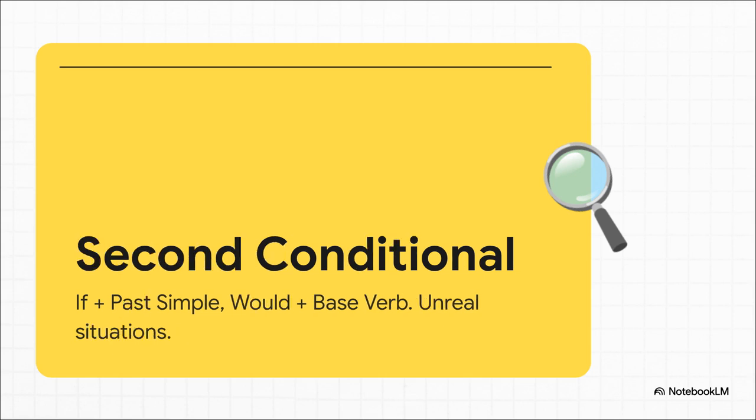And now, things get a little spicy with the second conditional. This is used for unreal, hypothetical, or highly improbable situations. The formula is if plus past simple followed by would plus the base verb.